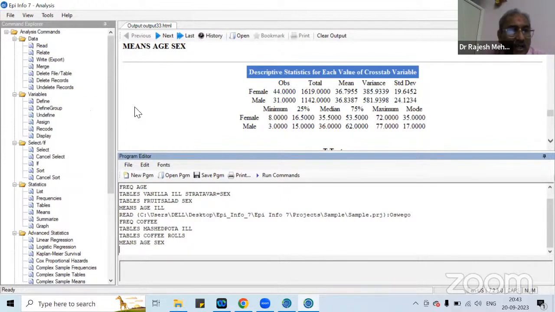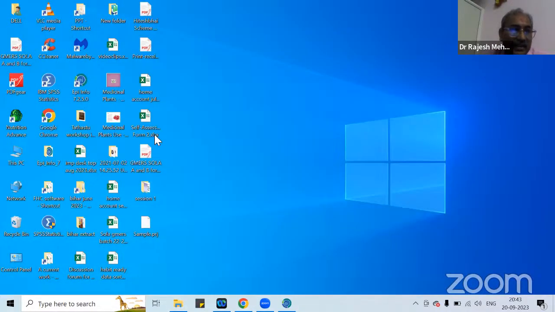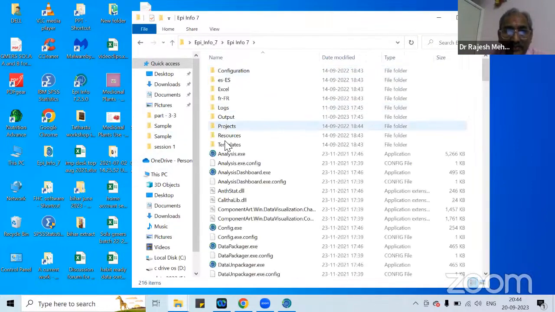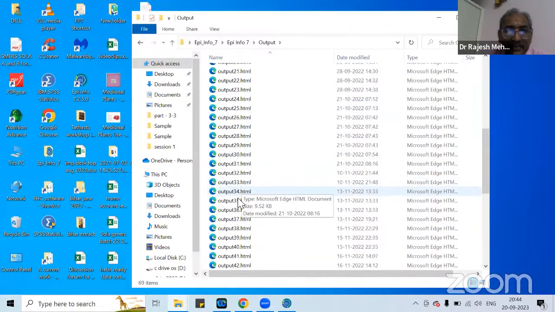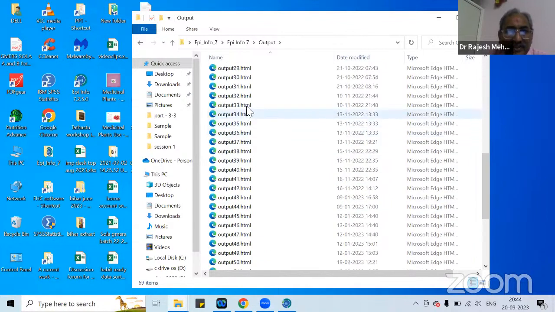So the last thing, the output, where is the output? It is over here, output 33.html. Here your output is saved automatically. So if you want to see that output file, you can go to the Epi Info folder, again Epi Info folder, and go for the output, and the 33 numbered file which is given.